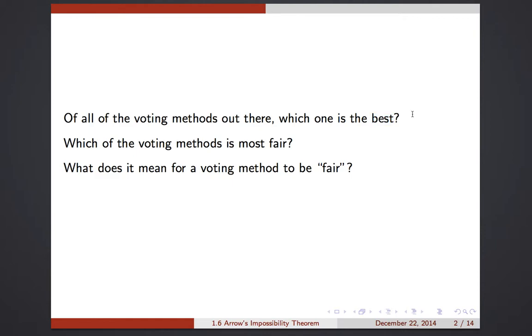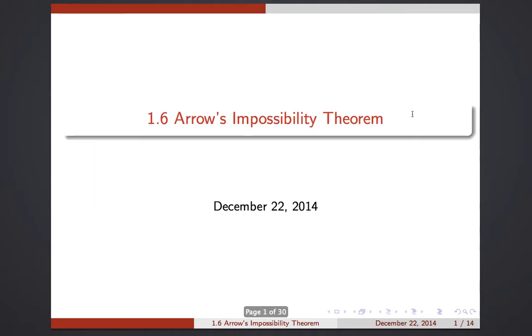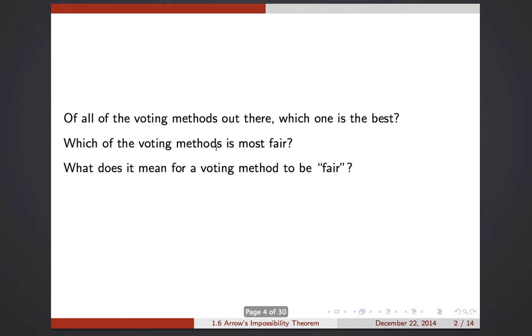And so in the 1940s, a mathematician named Arrow, so you notice the title of this section is Arrow's Impossibility Theorem. Arrow is actually the guy's name, so it's a pretty epic name. Arrow was sitting around and he thought, okay, this first question is too hard.